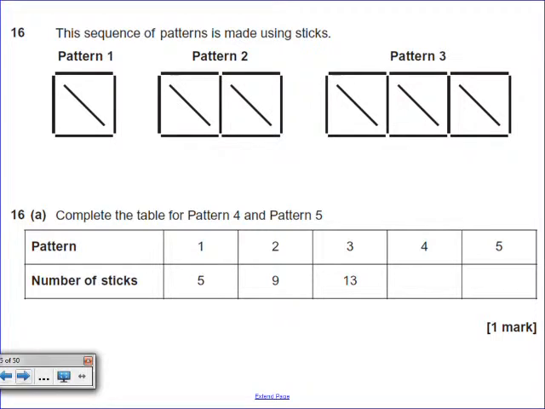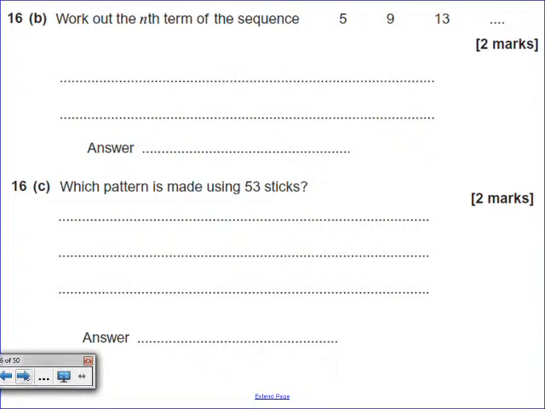So what's our term-to-term rule? So for 1 mark, you have to add 4 and then add 4 again and complete the table, okay? Everyone happy that you can do that now with an image into numbers, okay? It then says, work out the nth term of the sequence, 5, 9, 13. This is 2 marks. So, what's our nth term?